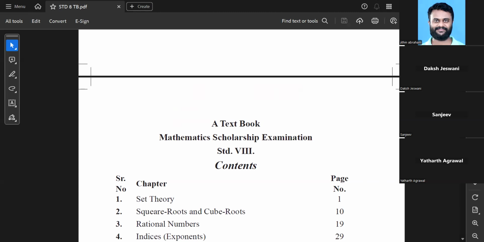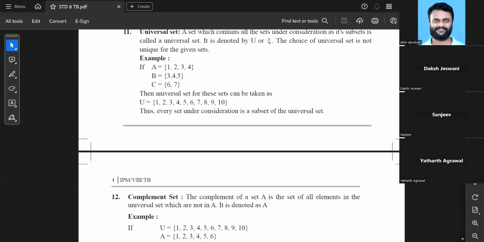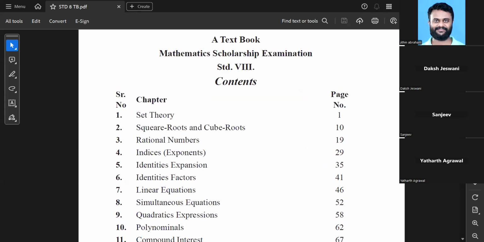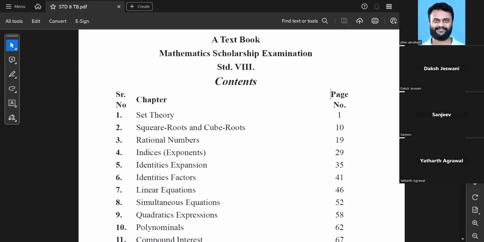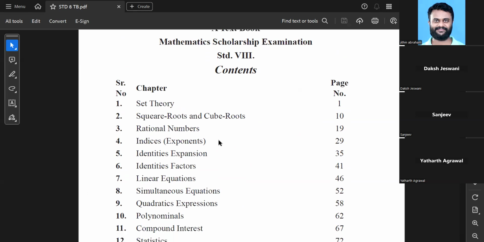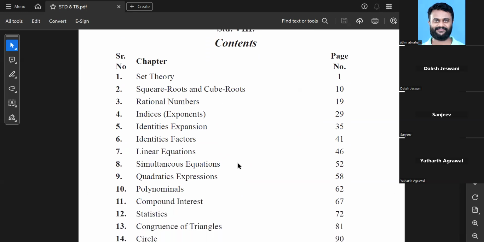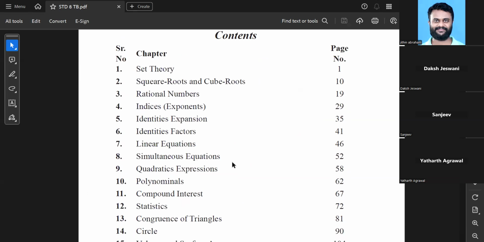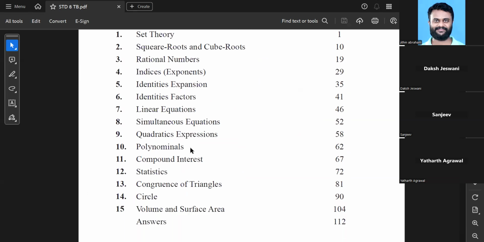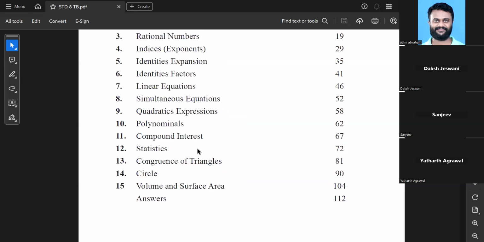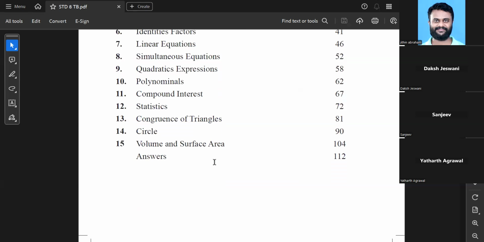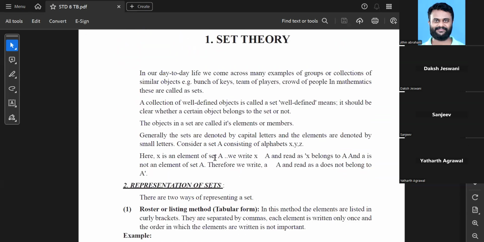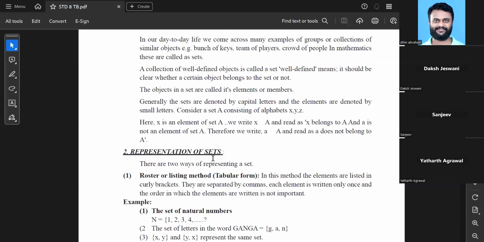So my dear children, today we are going to start with the first class of this 8th standard. These are the chapters which we are going to cover one by one. The first chapter is set theory, then square roots and cube roots, then rational numbers, then indices, identities, expansion identities, factors, linear equations, simultaneous equations, quadratic expression, polynomials, compound interest, statistics, congruence of triangles, circles, and volume and surface area. So these are the chapters which we are going to do one by one.